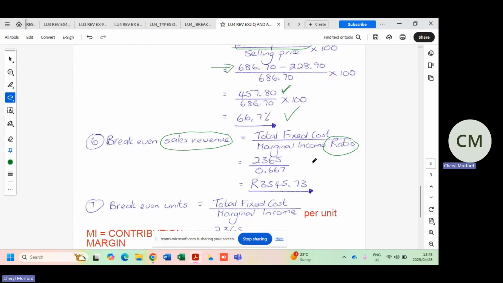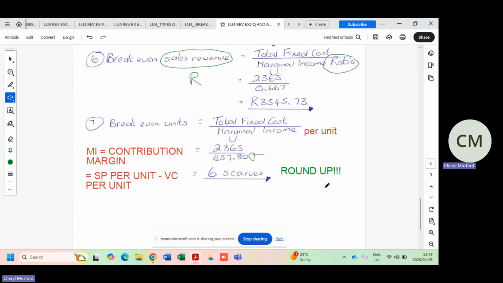So therefore we divide the fixed cost of 2365 divided by 0.667. And obviously the break-even sales revenue must be expressed in rands. So 3,545 rand 73 cents. So finally, I just wanted to work out the other way. So let's say that we did not have to work out the marginal income ratio. Say we did the break-even units.